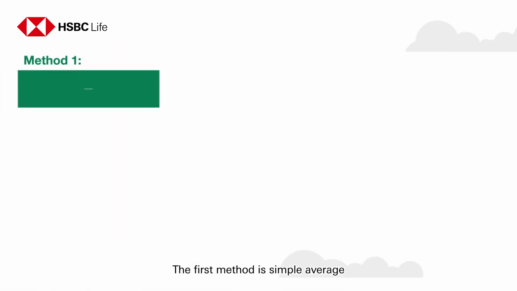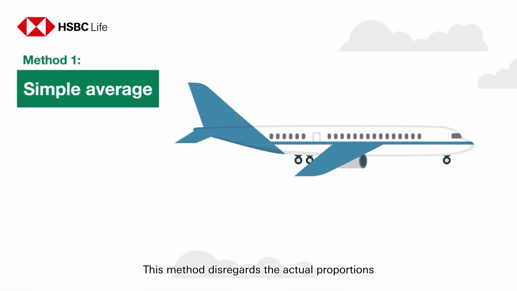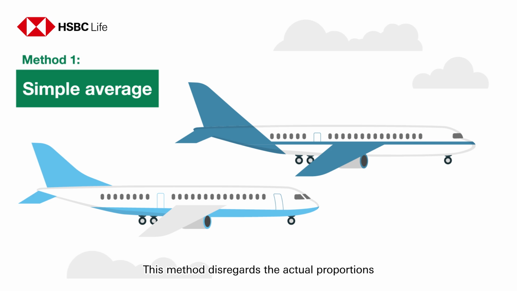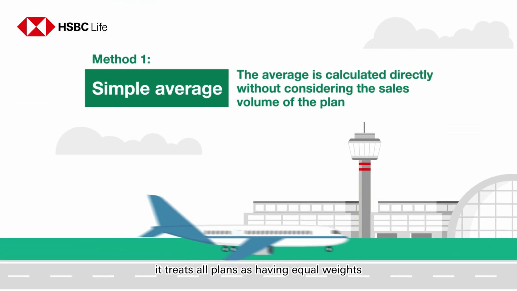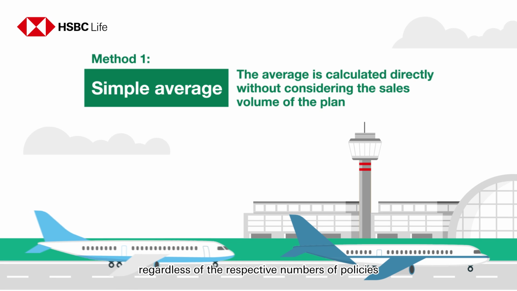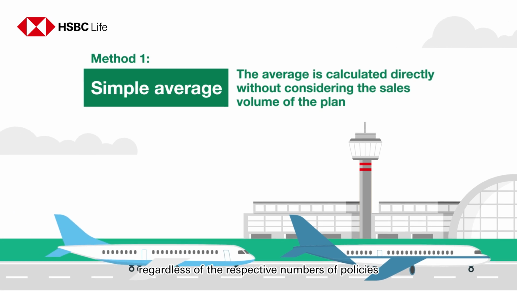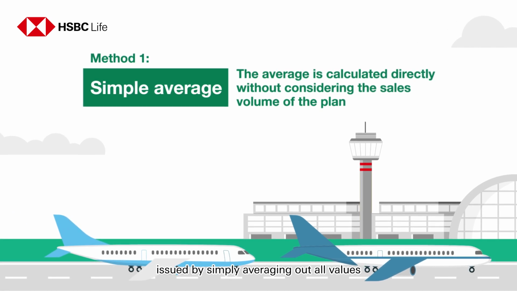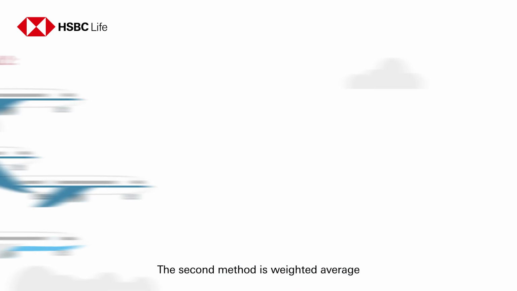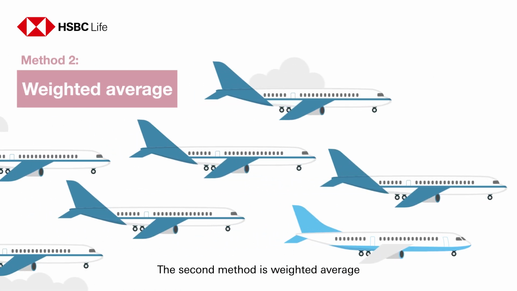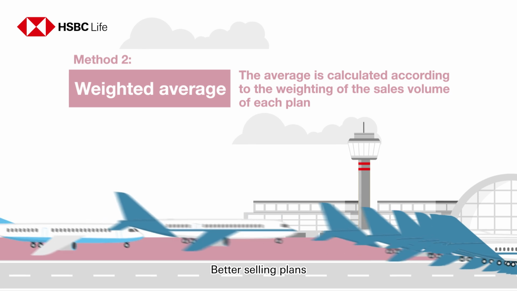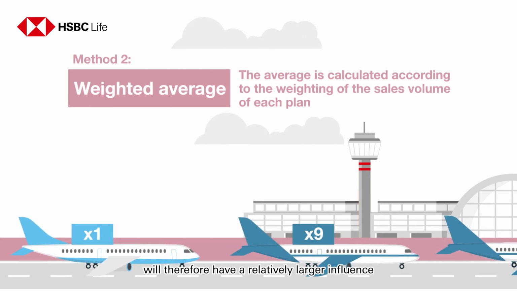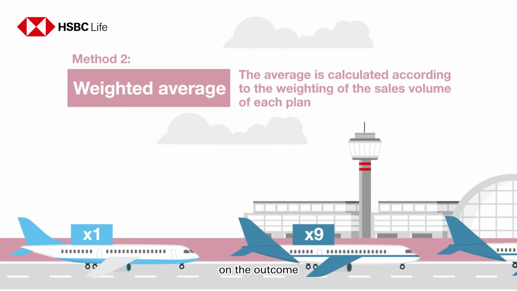The first method is simple average. This method disregards the actual proportions represented by different plans. Instead, it treats all plans as having equal weights, regardless of the respective numbers of policies issued, by simply averaging out all values. The second method is weighted average. This method takes a proportional or weighted approach. Better-selling plans will therefore have a relatively larger influence on the outcome.